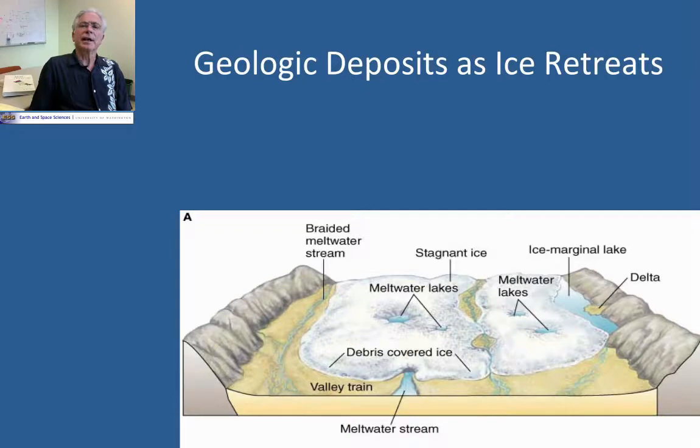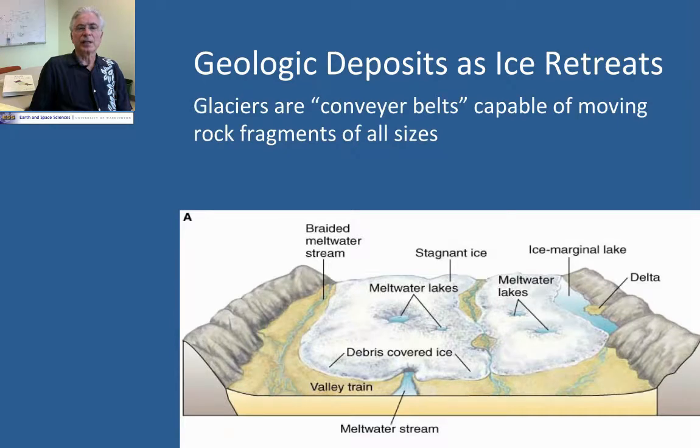Let's look at the kinds of deposits that ice sheets leave behind as they expand across the country, and then as they retreat, they drop off all the debris. So glaciers are conveyor belts that are easily capable of moving rock fragments from very large to very small. As the glacier then finally retreats, whatever rock fragments are on it at the end get left behind.